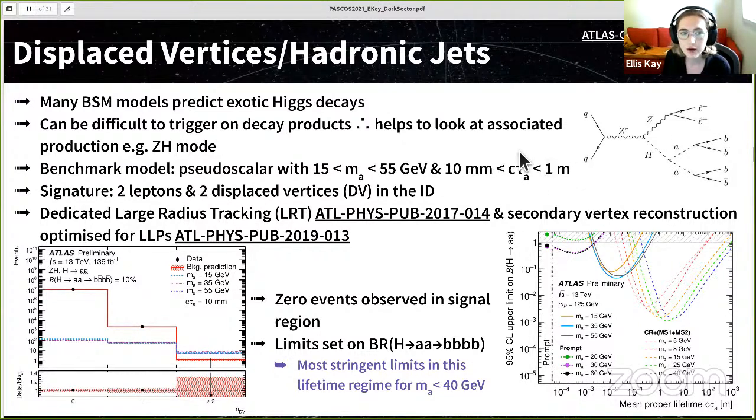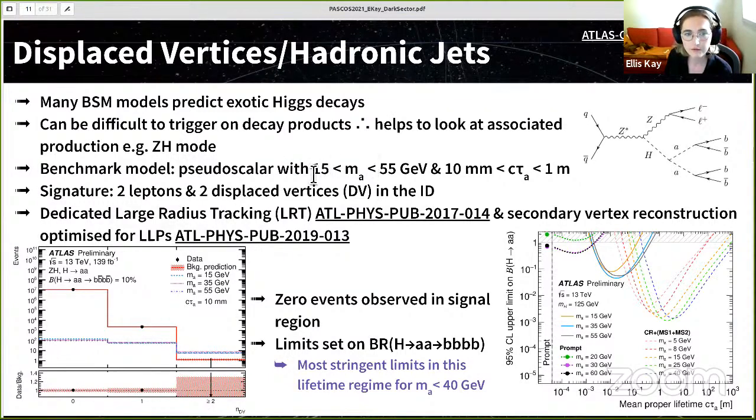And this uses what I mentioned, this dedicated tracking. It's referred to as large radius tracking. So it's similar to our normal tracking algorithms, but it has looser restrictions, especially on the impact parameters. And it also uses secondary vertex reconstruction that is optimized for long-lived particles.